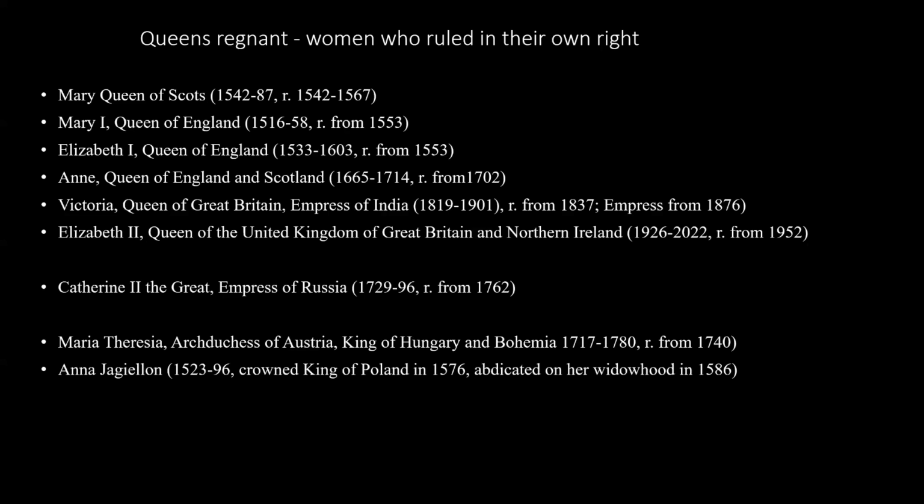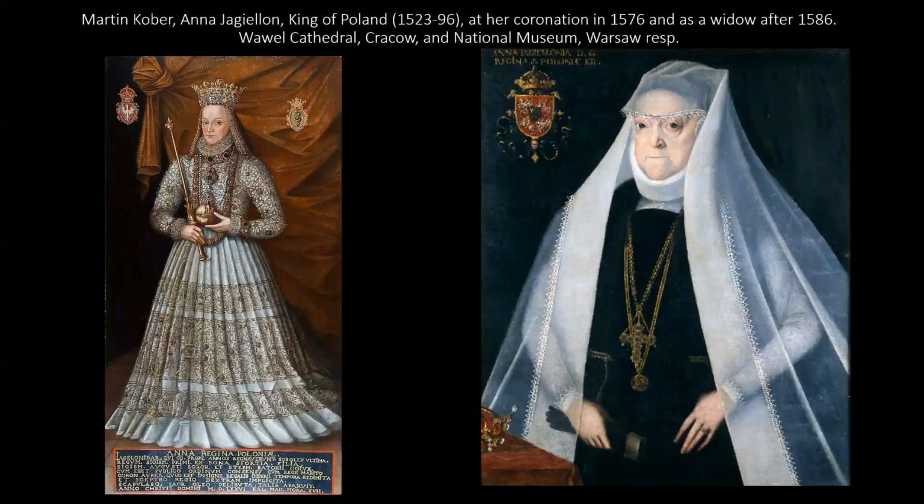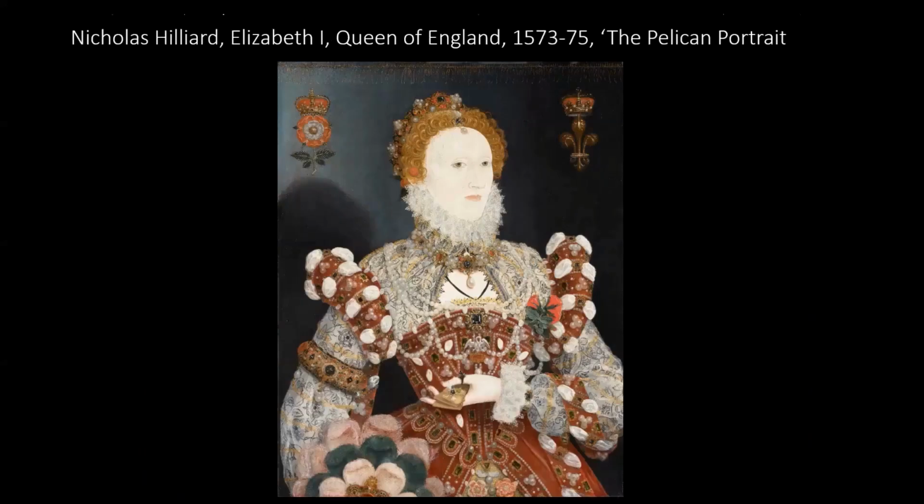So how did these women fit into or adapt? This is Anna Jagiellon. How did these women, queens regnant, fit into or adapt male iconography? Now, a good place to start is with Elizabeth I, the daughter of Henry VIII. Remember the picture I just showed you of Henry VIII clothed in rich fabrics, covered in jewels, to make his kingship visible. And she does exactly the same.